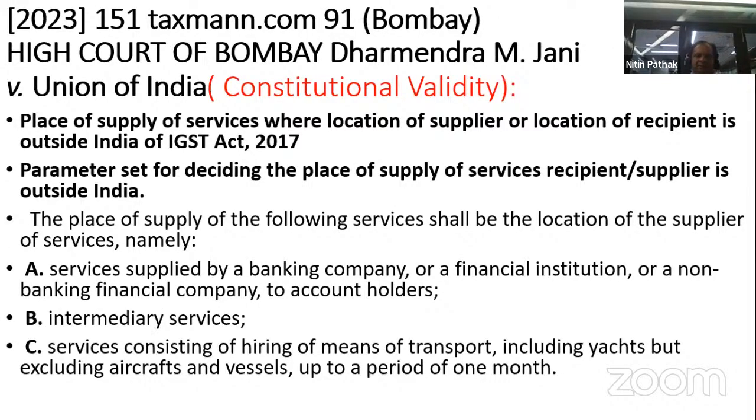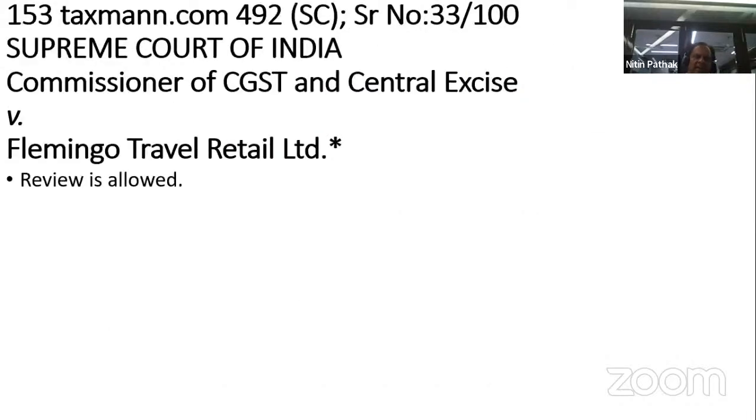This is the case of Dharmendra M. Jani versus Union of India, dealing with the constitutional validity of the place of supply rule. The place of supply rule, when it is outside India, has parameter sets. The Dharmendra Jani case says that this is constitutionally valid. This is a very good judgment.